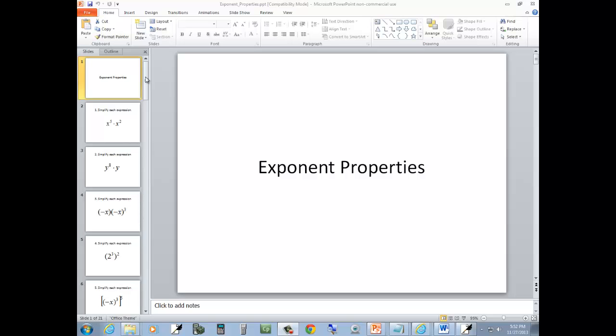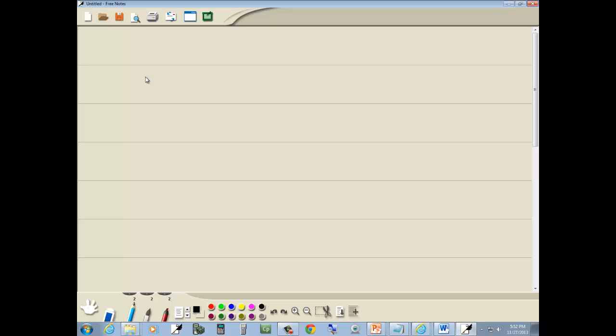Let's take a look at exponent properties. Now I'm going to list just a few of them down here. Our first one we'll take a look at is if you have x to a power, like x to the m, times x to a power, x to the n, then you add the exponents. So that'd be x to the m plus n.